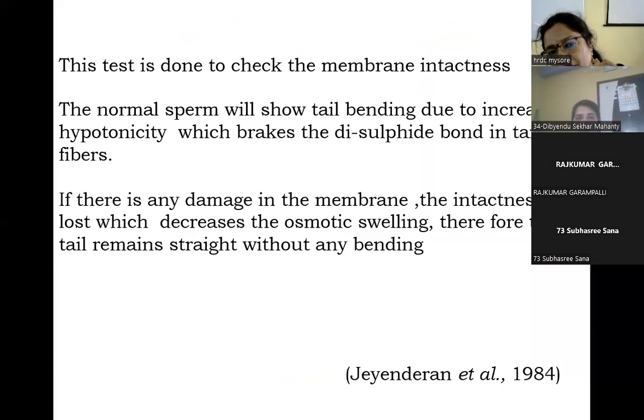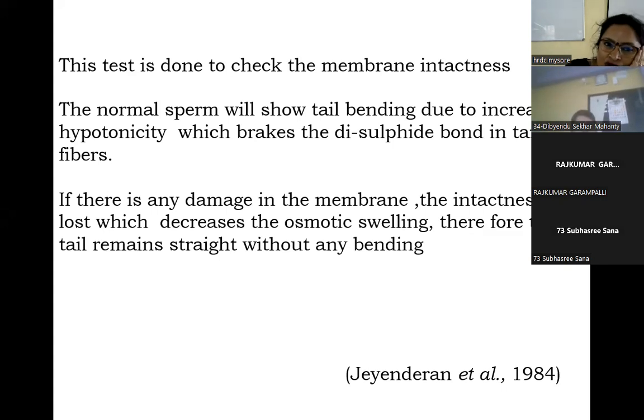Why is the hypoosmotic swelling test important? This test is done to check the membrane intactness. You must know the spermatozoa is a single cell. There is a cell membrane, then a nucleus, and during spermatogenesis, during spermiogenesis, it alters and becomes a specialized cell. The centrioles move to the neck portion and it elongates. There is a quenching of the cytoplasm, which is completely eliminated, and the mitochondria move to the neck region and support it.